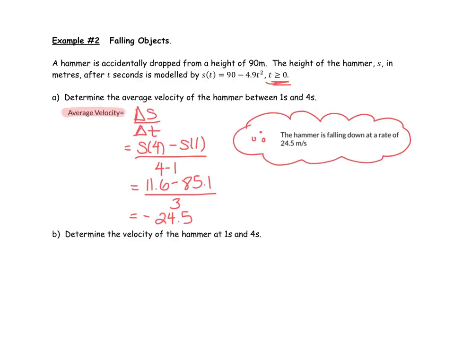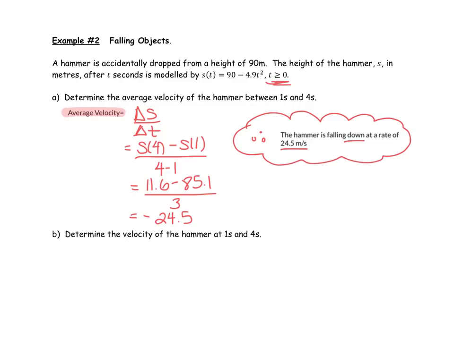So again, we need to make sure that we have direction and magnitude for both of these. The next part is that we're going to determine the velocity of the hammer at 1 second and 4 seconds. So we're looking for the instantaneous rate of change at 1 second and 4 seconds.